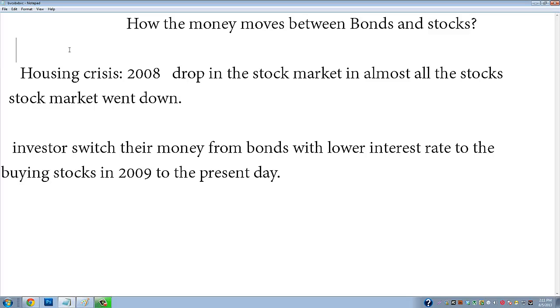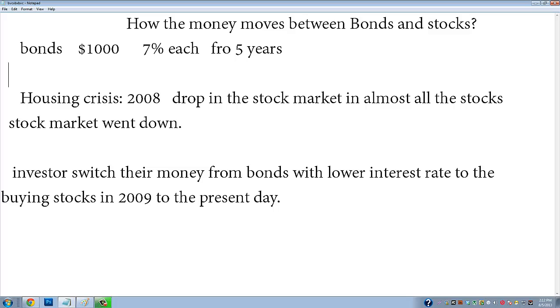Okay, let's say the bond, for example, you buy $1,000 of bonds, and they give you, let's say, 7% each year profit for, let's say, 5 years. Okay, so most of the time it goes to the government.